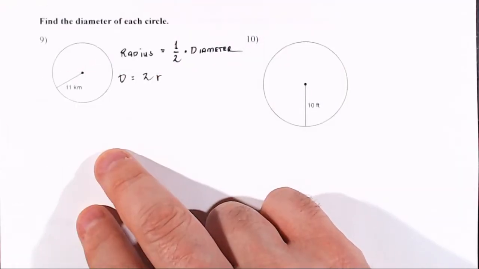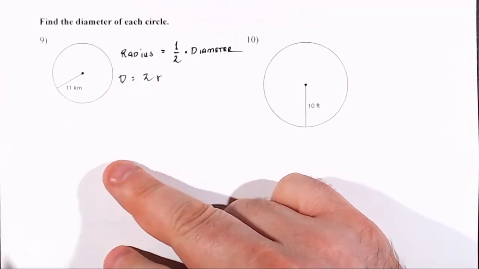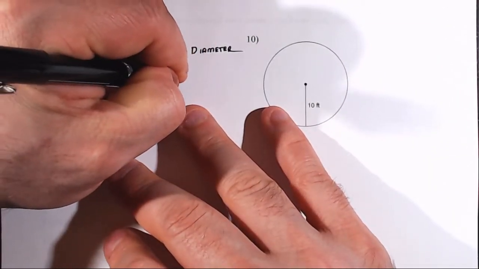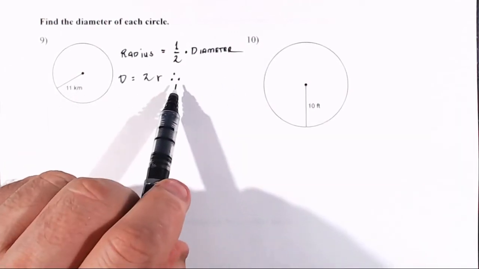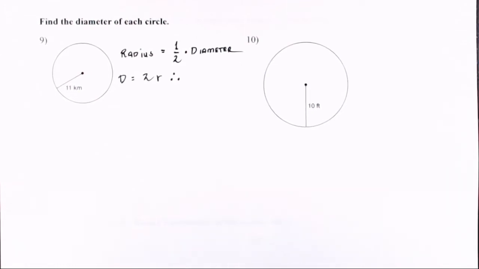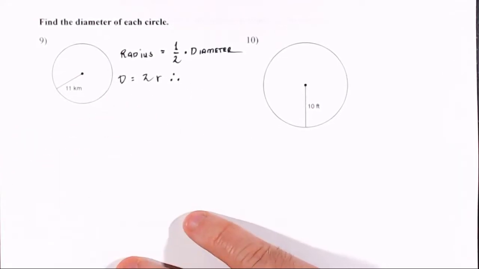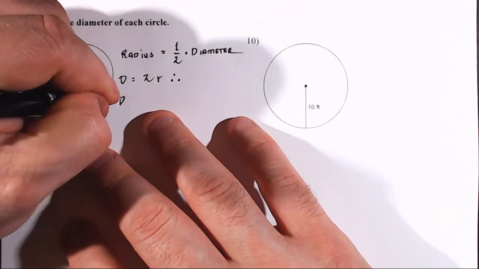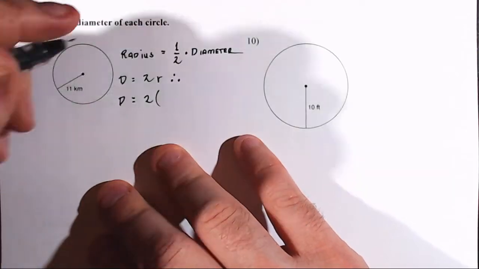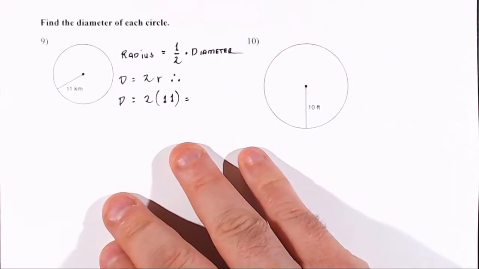Therefore, okay, now I'm going to write a symbol up here. So if diameter equals 2 times r, then, or therefore, diameter equals 2 times r, therefore, and then I put these 3 little dots. And those 3 little dots mean therefore. So it's like you're making a sentence, you're stating something. So diameter equals 2 times the radius. Therefore, the diameter equals 2 times 11, which equals 22.